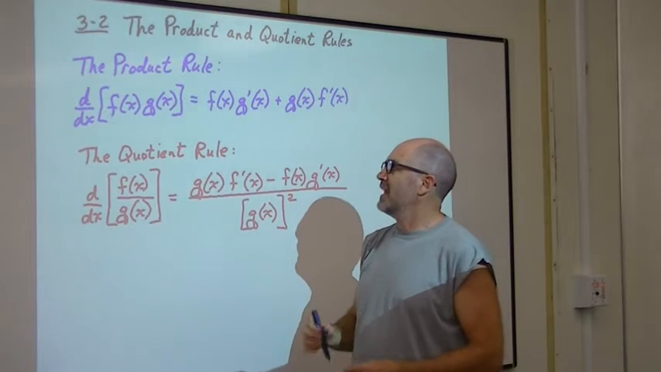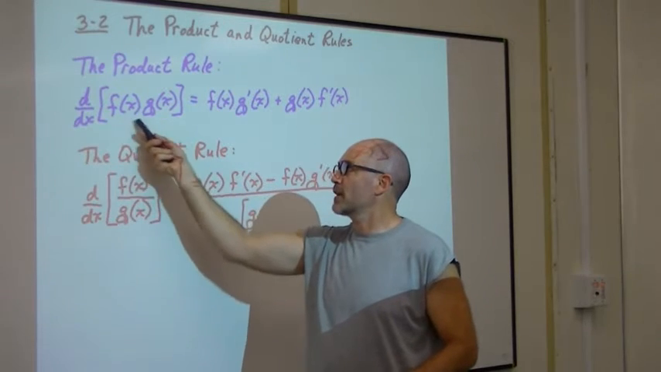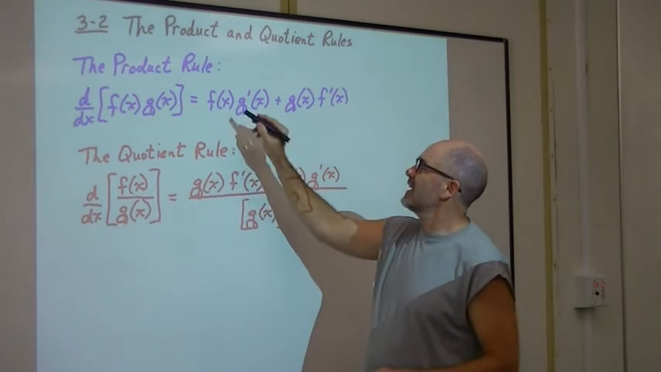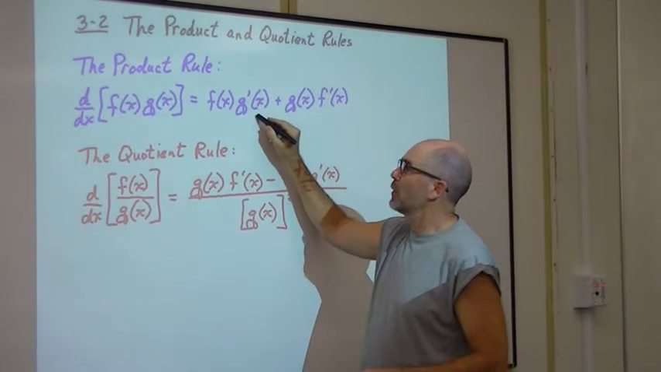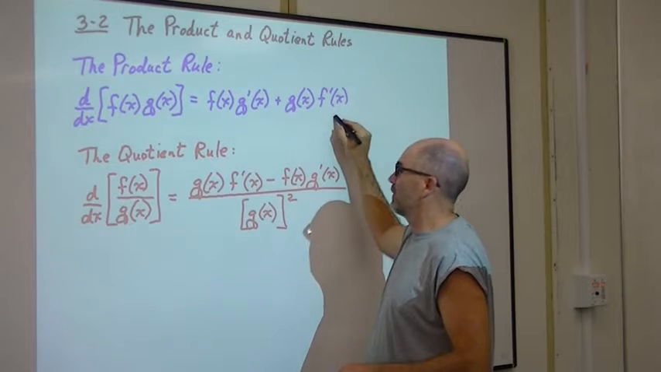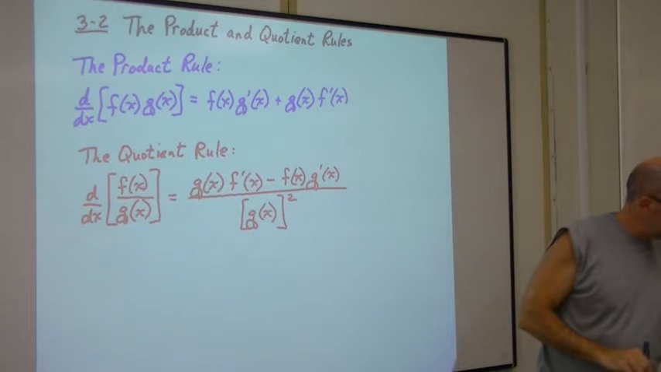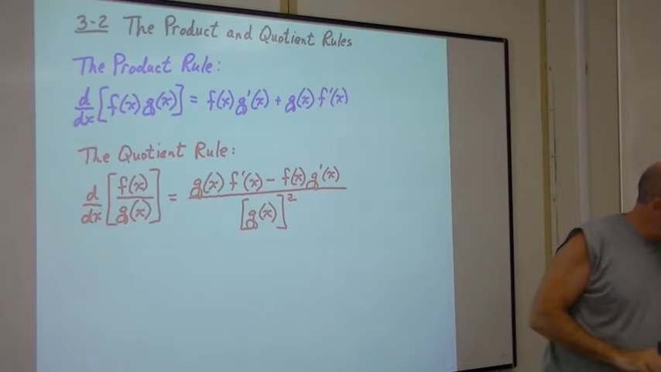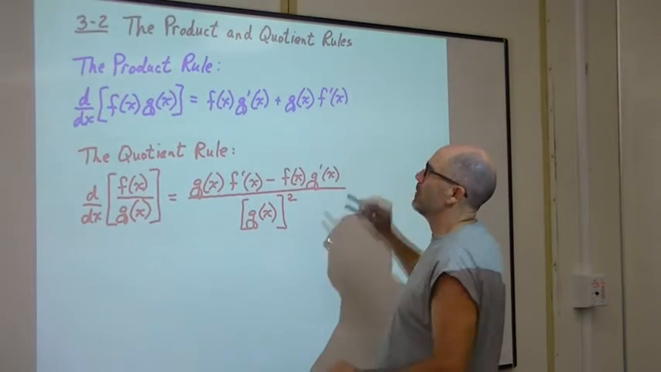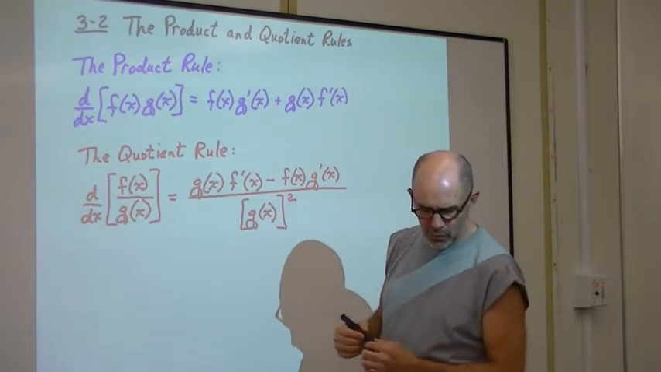The product rule says that if I want the derivative of a product of two functions, then what I need to do is take the first function times the derivative of the second, plus the second function times the derivative of the first. Now, the proof for that is in the book, and you should check it out. But basically right now, we're just going to commit this to memory, and in a very short time, it will be really easy for you.